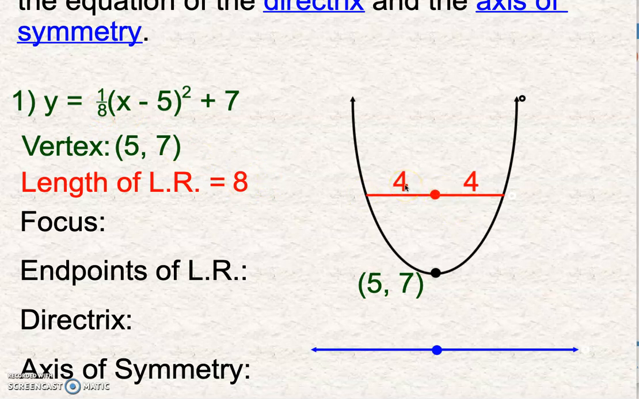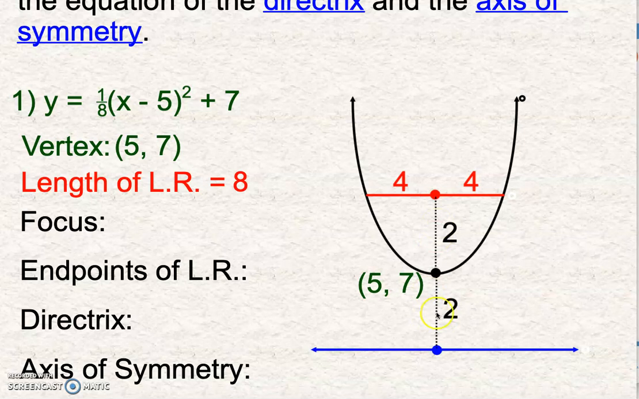So I went ahead and I labeled that this part would be 4 and that part would be 4. Now remember, the distance from the focus to the directrix is a fourth of this length, or it's half of this half. Half of a half is a fourth. So if this number is 4, this number would be 2, and that number would be 2.